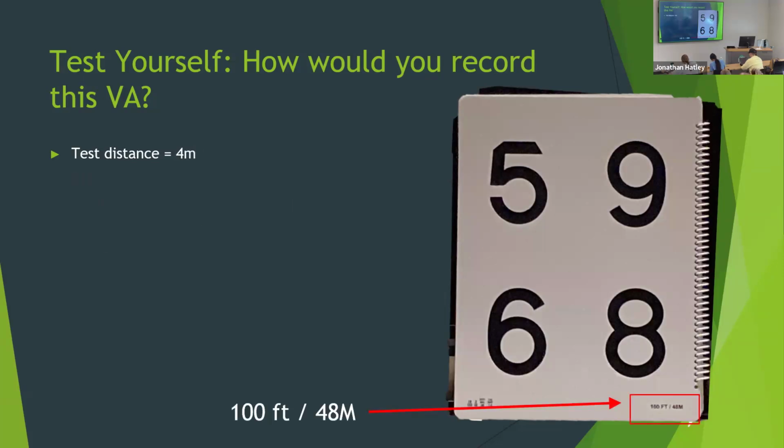Let's say that now the test distance is at 4 meters and the patient read the 48M optotype. Since we don't mix our units, how would you record that acuity? 48M. Perfect, exactly right.